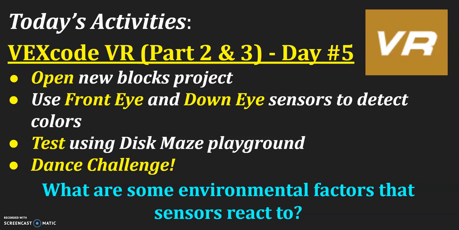Our guiding question, our essential question today is, what are some environmental factors that sensors react to? So there's a lot of different robots that have a lot of different sensors. What are some of the things that robots are able to observe and then respond and react to? That's the question that you need to keep in the back of your mind today and then ultimately answer at the end of class. So let's pause the video now and open up your design notebook.